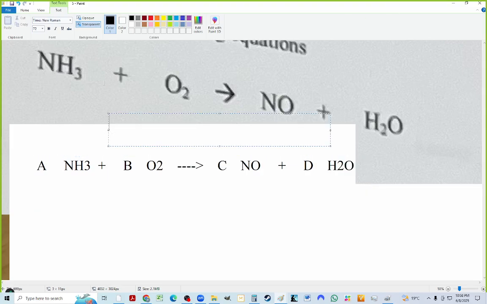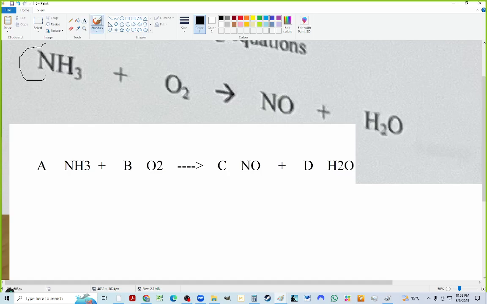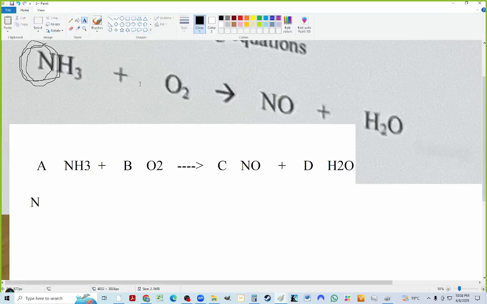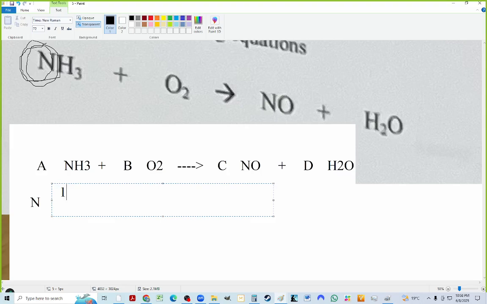Then I went back here and started with my first element, N. I'm going to look at A. How many N's are in A? One. So I'm going to say 1A. Do you see any in B? No. So I'm going to put an equal sign, which represents the reaction arrow. Do you see any in C? There's one in C. So I got 1C. So 1A is equal to 1C. Do you see any in D? No. We're done with that one.